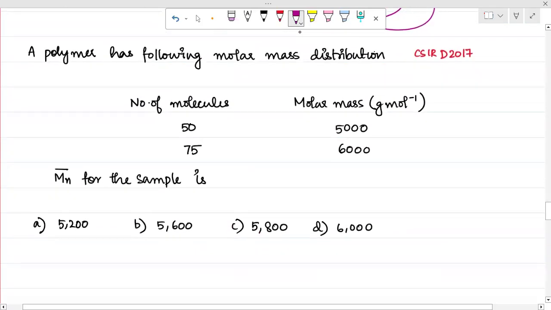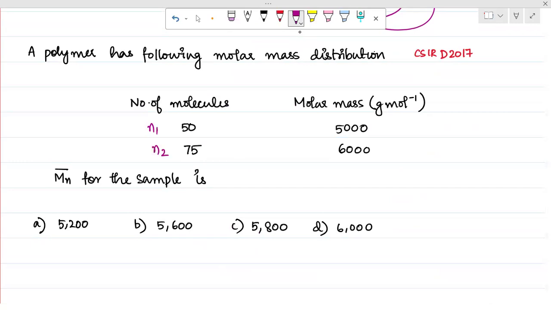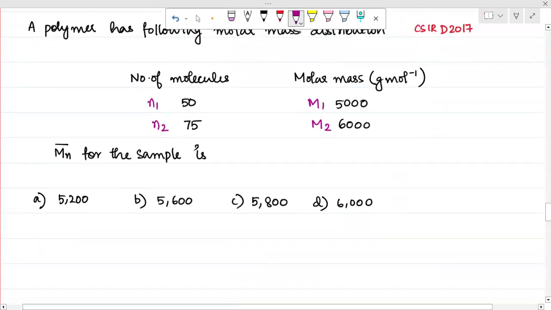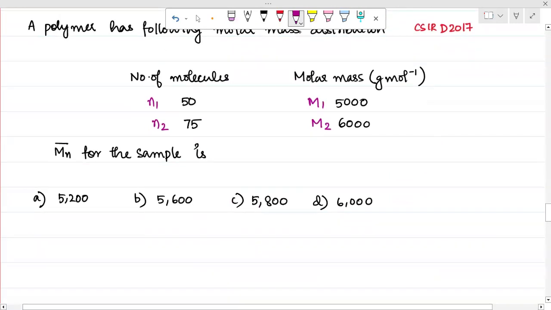A polymer has the following molar mass distribution. Again, number of molecules. So this is going to be N1, this is N2, this is M1, and this is M2. They have asked the number average molecular weight of the sample. Very easy. We just did this, right? So it's going to be, should I write the equation again? Okay, let's write.